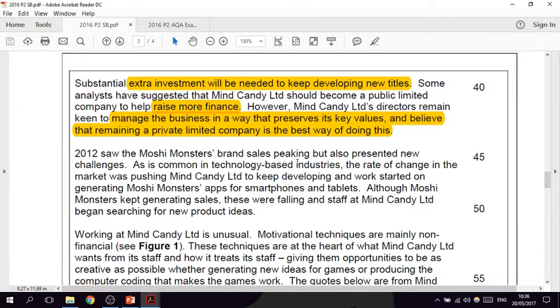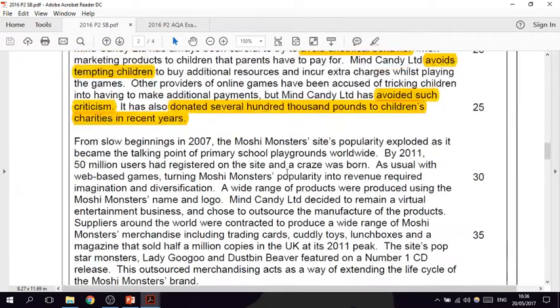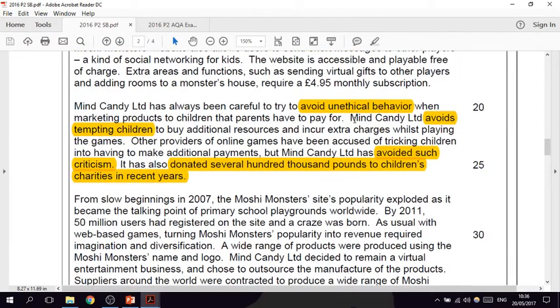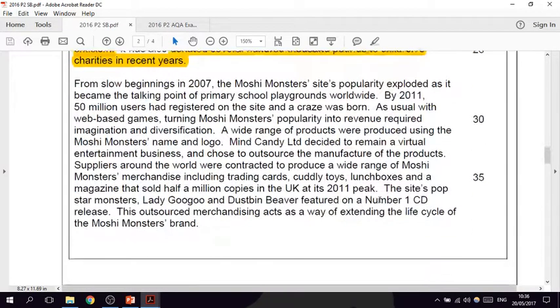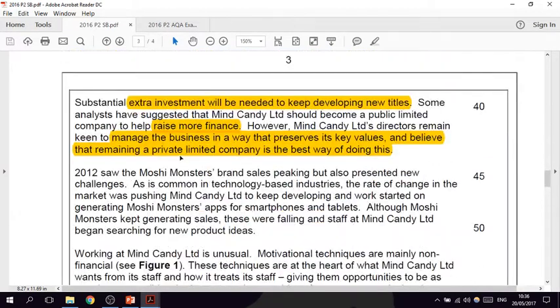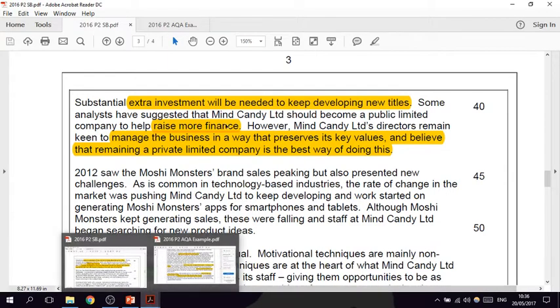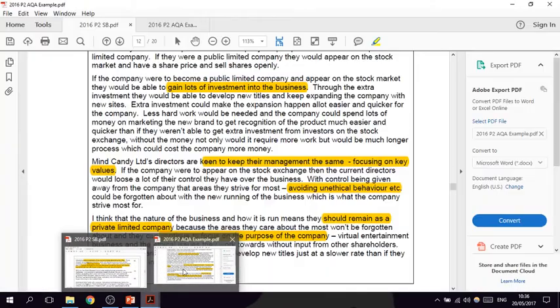Okay, so now I've read through the case study, I've answered a few questions, I've got quite a good understanding of this business. One of the key values is about unethical behaviour, and I can start to make a bit of an argument out of linking this idea of private limited company. The directors get to keep control over the business, they get to behave in that ethical way, whereas that might be put at risk if they become a public limited company. Okay, so I can see I'm developing a bit of an argument here.